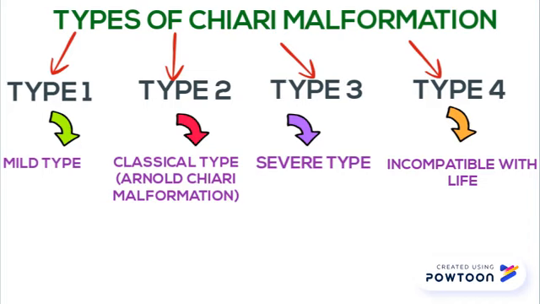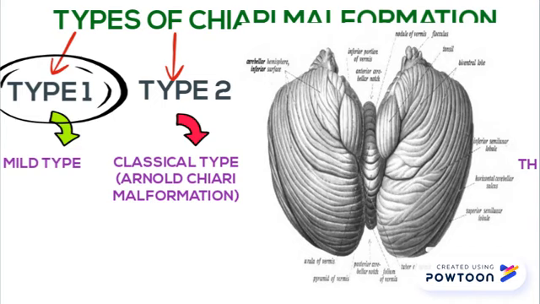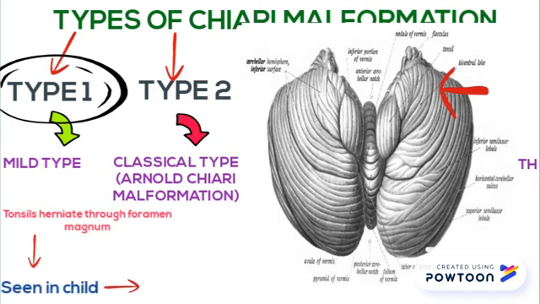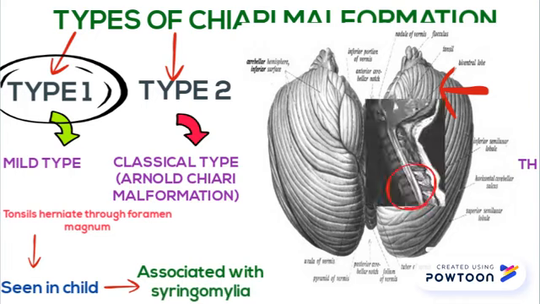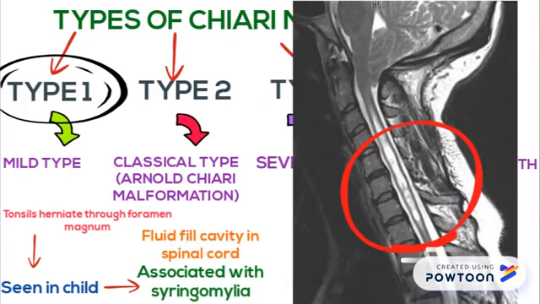Cerebellum has different parts. So in type 1 Chiari malformation, the tonsils, which is a part of cerebellum, herniate through the foramen magnum and is typically seen in child, and it associates with syringomyelia. Syringomyelia is a condition in which there is fluid-filled cavity formation in the spinal cord.